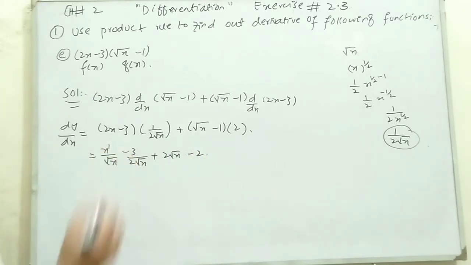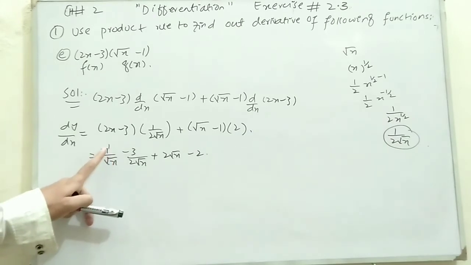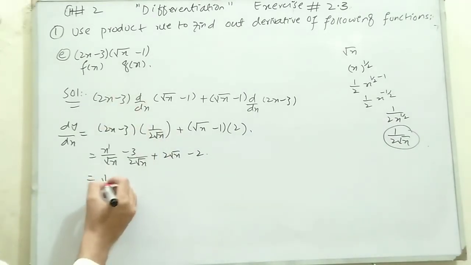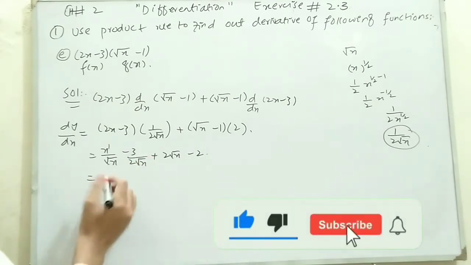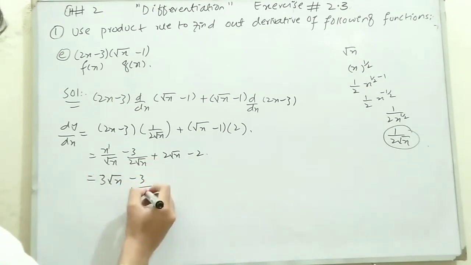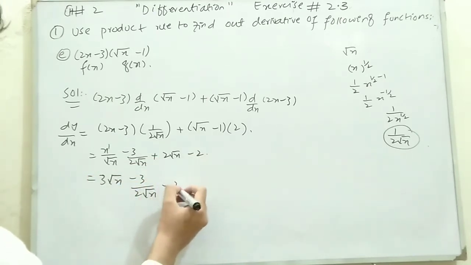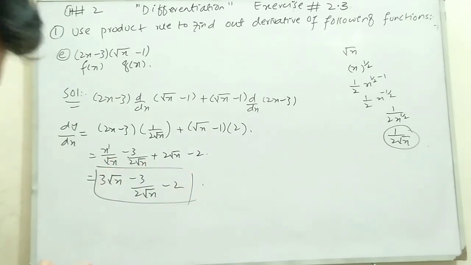X by root x, here the power of x is 1 and here the power of x is 1 over 2. So by moving to the numerator it becomes 1 minus 1 over 2, which will equal to root x. So it becomes just root x, and plus 2 root x. So it will give us a value 3 root x. 3 root x and minus 3 divided by 2 root x, and here we are left with minus 2. So this is the required derivative for the part number E.